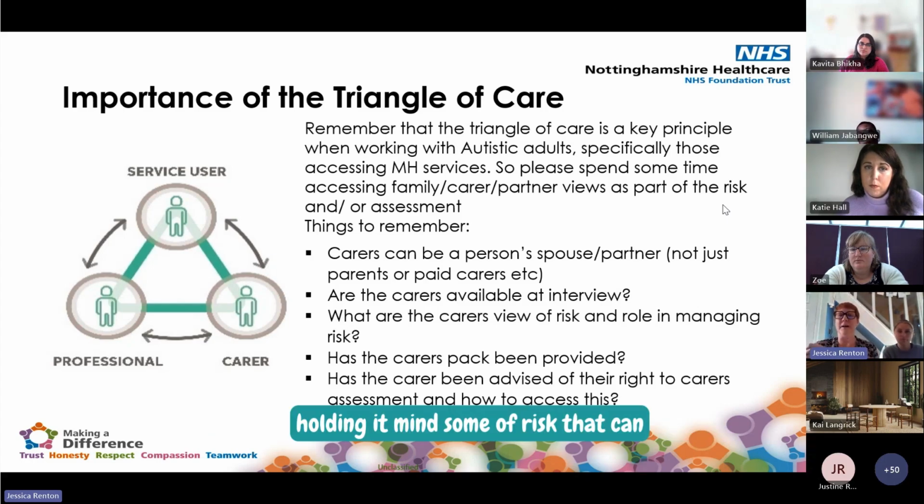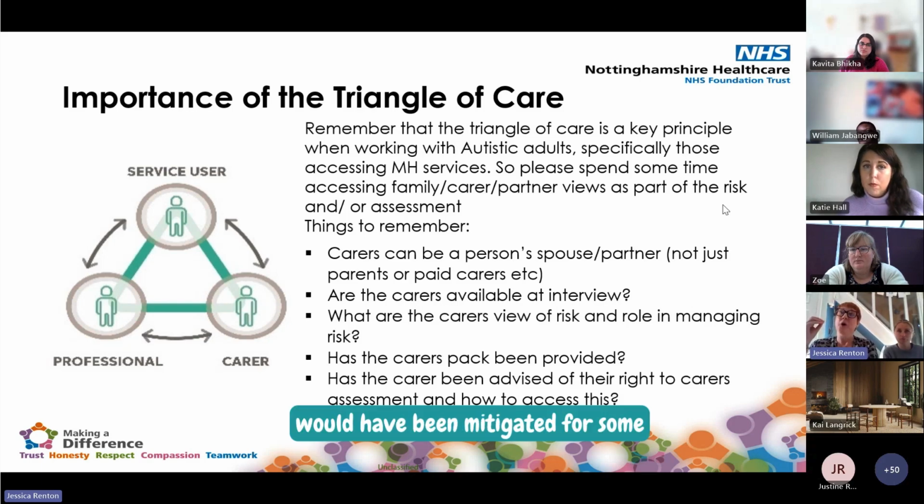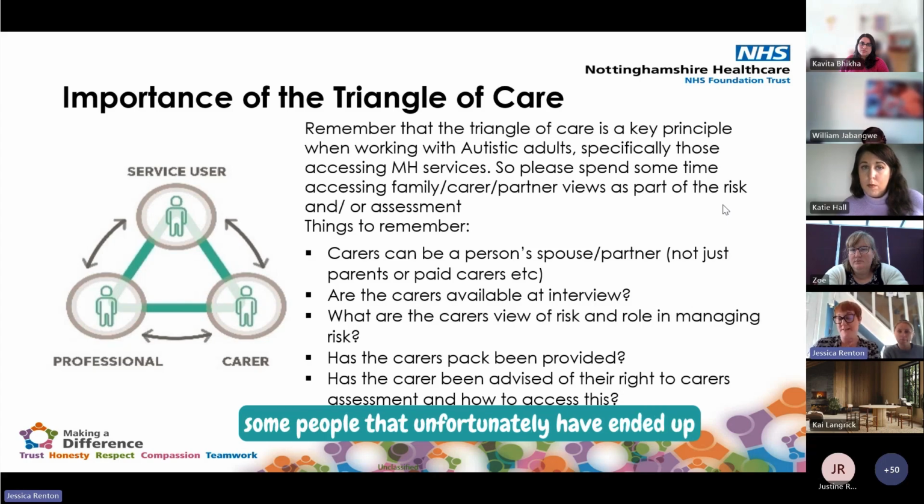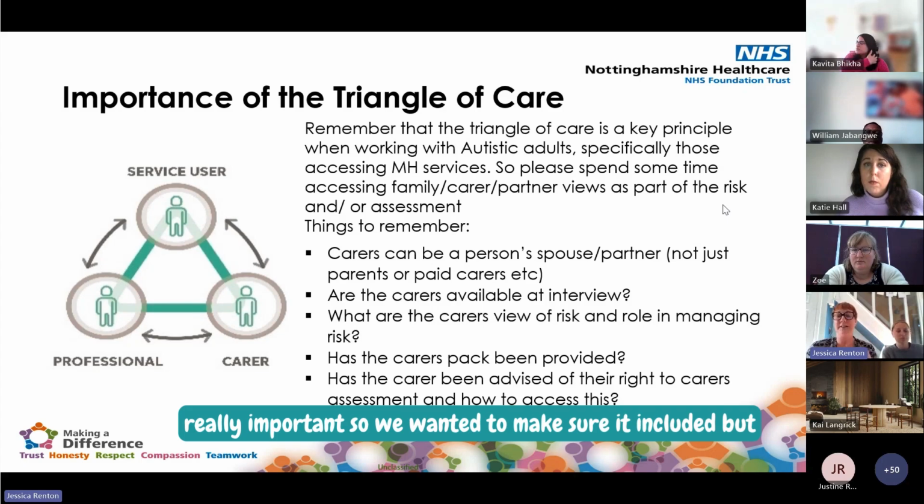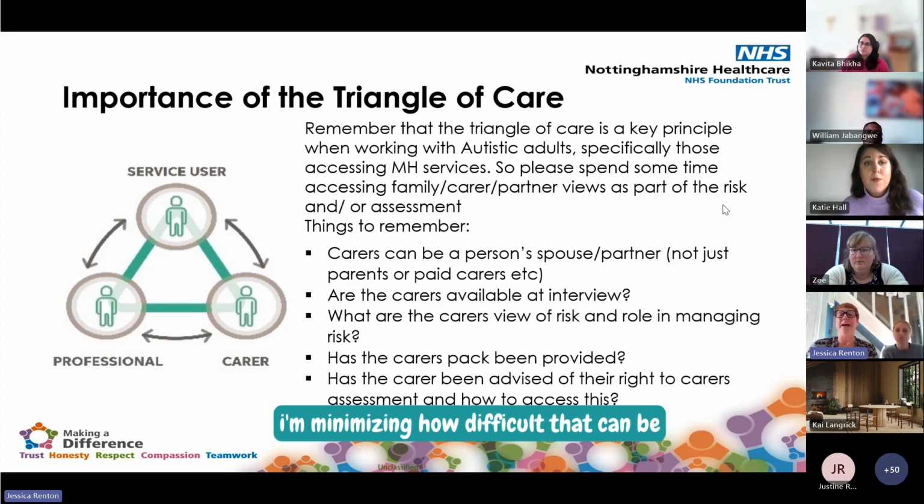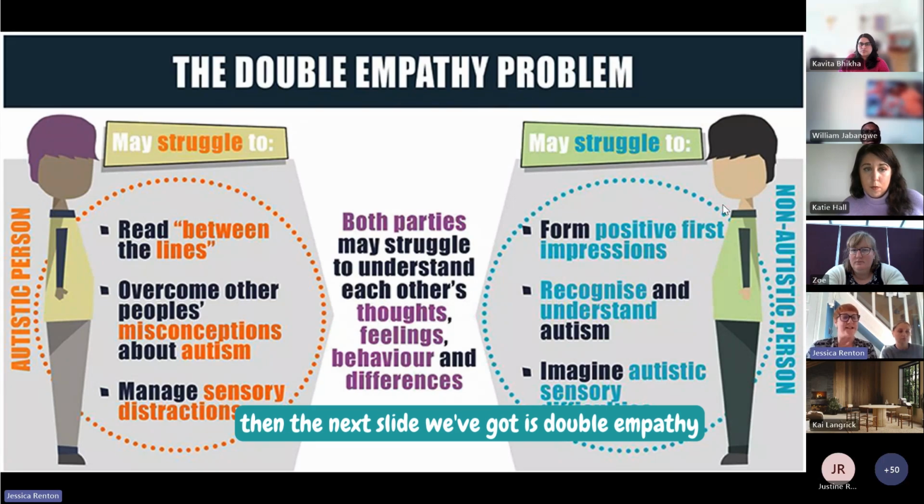But just holding it in mind, some of the risk that can occur would have been mitigated for some people that unfortunately have ended up dying through suicide. Probably would have been mitigated had there been triangle of care working. We know that from across the country with different cases that have been looked at. So it's really important. So we wanted to make sure it was included, but I'm not minimizing how difficult that can be sometimes. Yeah. And then the next slide we've got is double empathy.